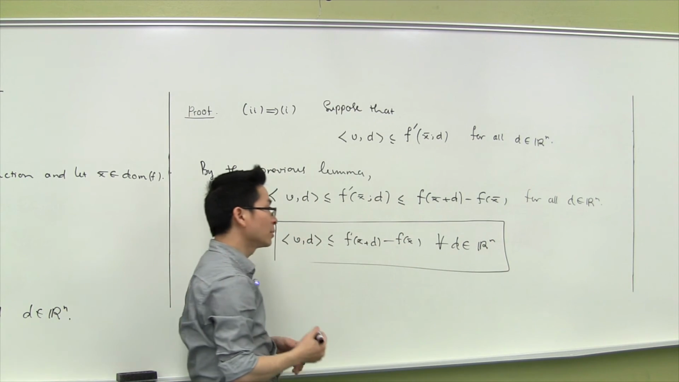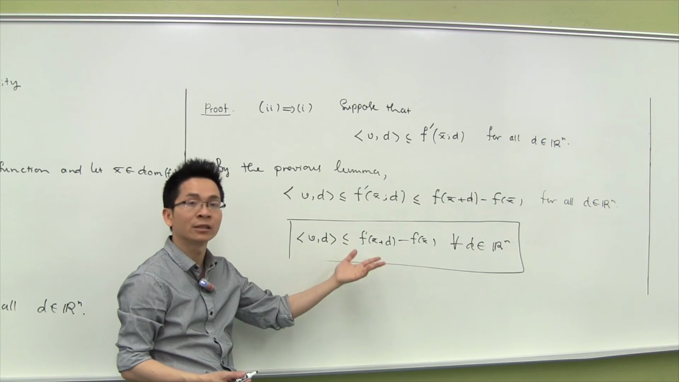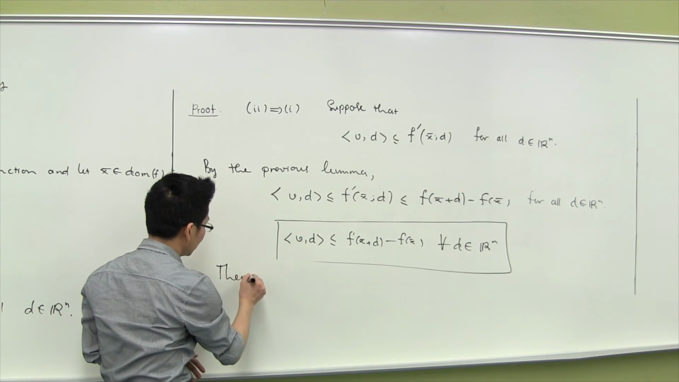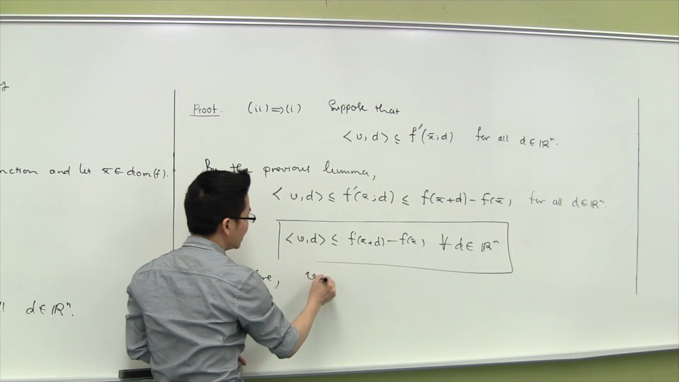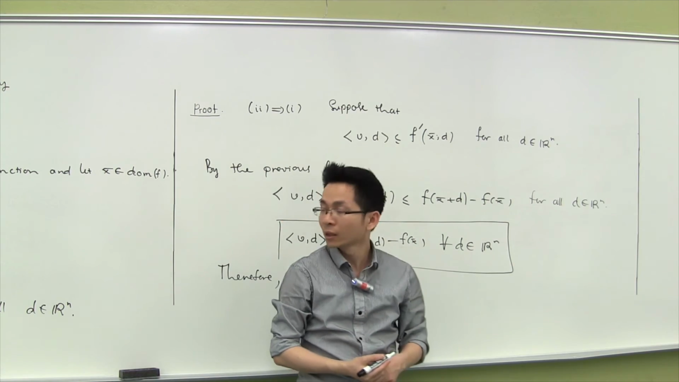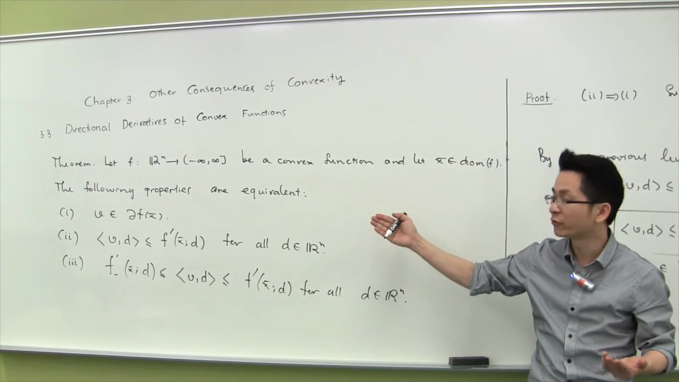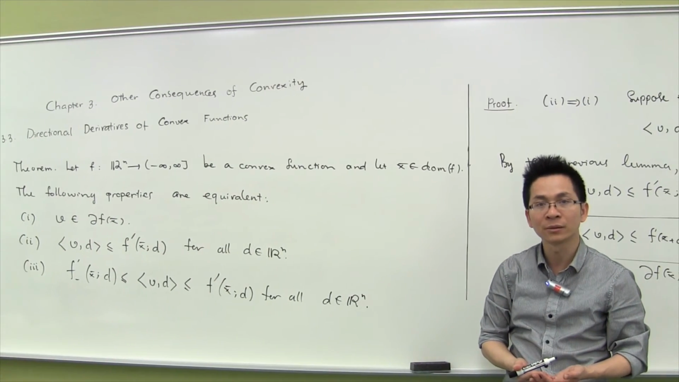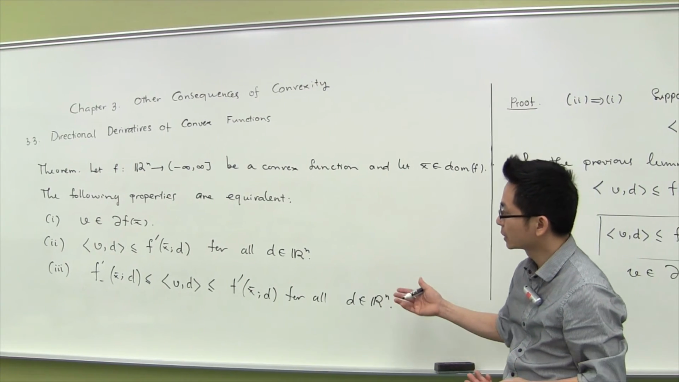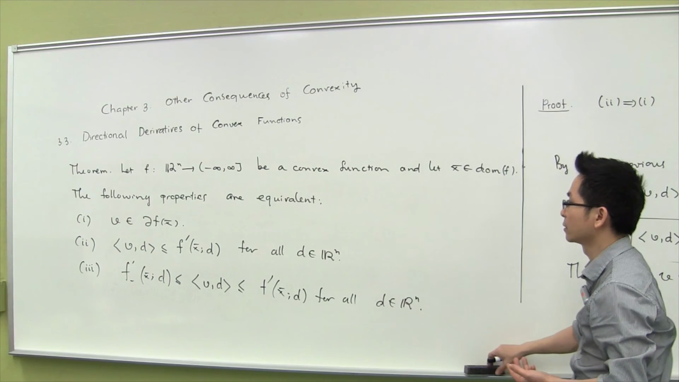Okay, if we look closely at the definition of the subdifferential of a convex function at x bar, we see that therefore v is in the subdifferential of f at x bar. Okay, so we have completed the proof of the equivalence of the first property and the second property. Now let me go ahead and show that the second property is equivalent to the third property.